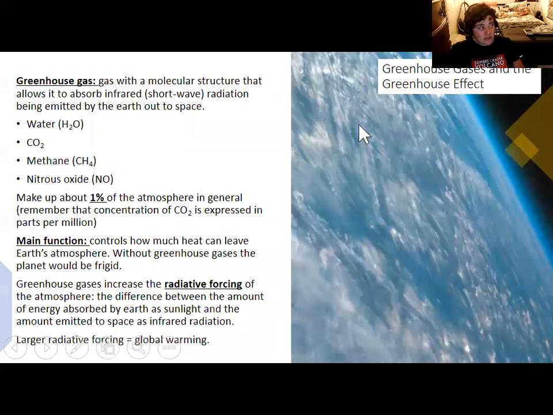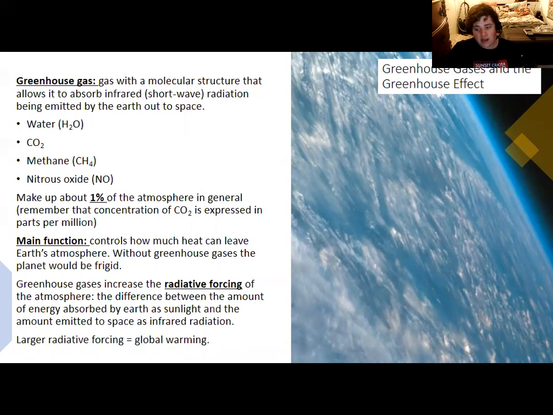Now, we've talked about greenhouse gases a little bit before when we spoke about atmospheric chemistry and atmospheric circulation. Greenhouse gas is a term for a gas that has a molecular structure that allows it to absorb infrared radiation. And when this happens, the infrared radiation will again be released by the greenhouse gas molecule. It'll be released in all directions, and some will go up and out into space, but part will go down and back to Earth's surface, where it will continue to warm the air and warm the land.